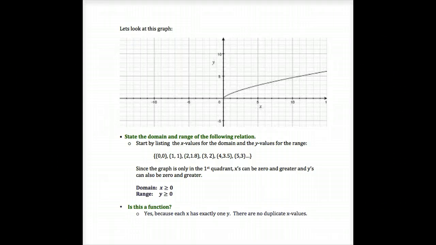Is this a function? The answer is yes, because each x has exactly one y. There's no duplicate x values. You can do the vertical line test through the graph, and you can see that the vertical line only touches the point one time. It does not touch the graph more than one time for each vertical line. And you could also look at the set of coordinate points that I mapped out, and the x's do not repeat themselves. So yes, this relation is a function.